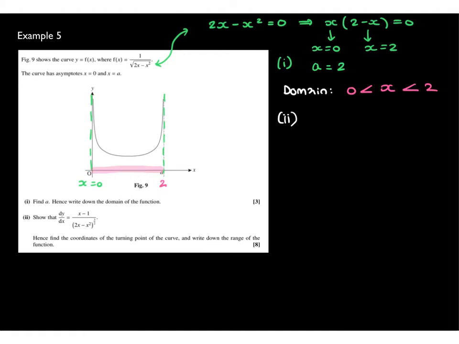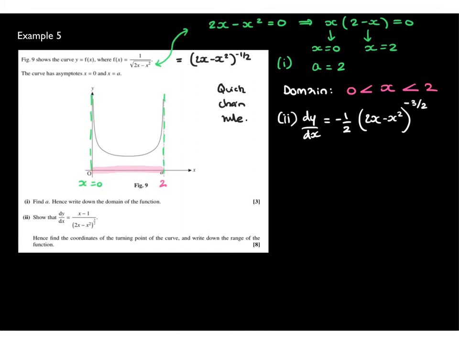Part 2, find dy by dx and show that it's equal to this. Now, there are lots of ways of finding dy by dx. We could use the quotient rule. I am actually going to rewrite f of x as 2x minus x squared to the negative a half, and I am going to use the quick chain rule, using the fact that this is in the format of a power function. So I want to multiply by my power of negative a half. The contents of the brackets stay the same. We then reduce the power by 1, so it becomes negative 3 over 2, and we then multiply by the derivative of the inner function here, which is 2 minus 2x.